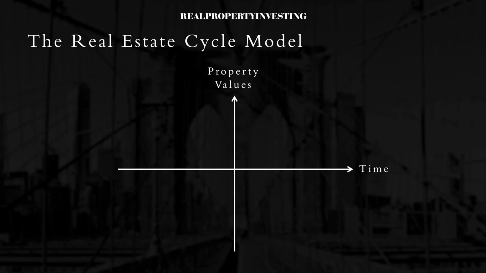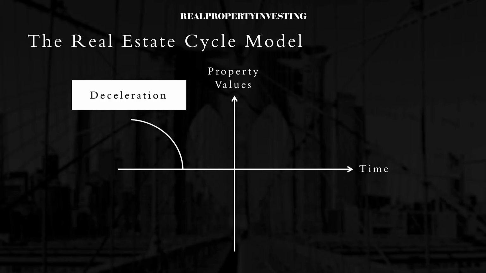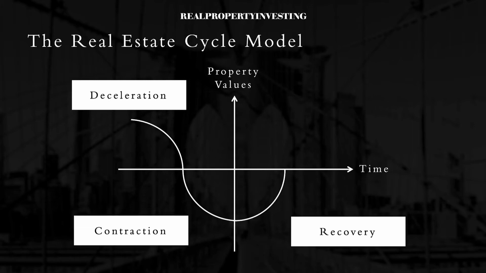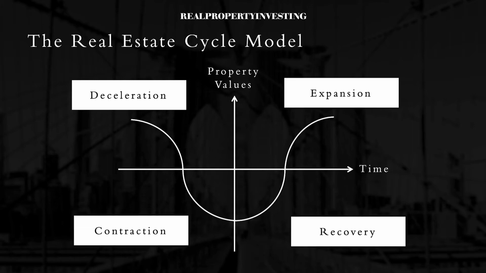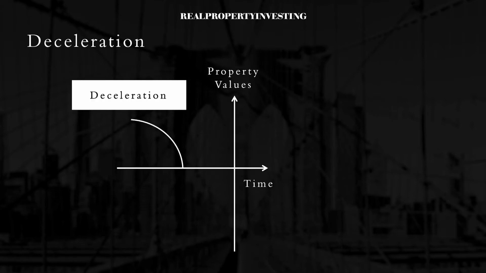We are not so much trying to explain why prices change, but how the market participants' behavior changes as a result of their perception of the real estate cycle variations. We divide the entire cycle into 4 stages: deceleration, contraction, recovery, and expansion. Let's go into each stage in detail. We begin the explanation with the deceleration phase.